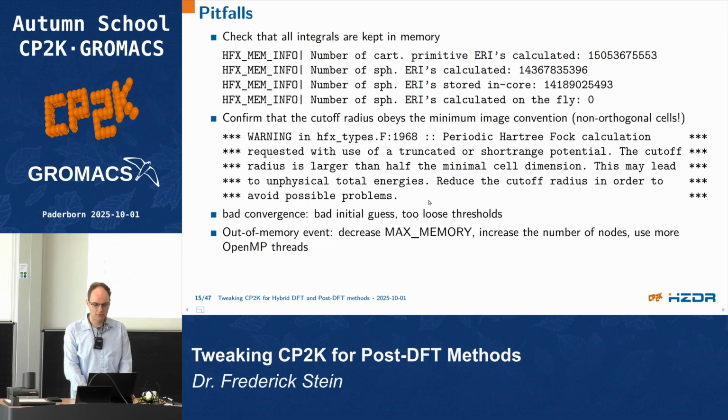Secondly, if you use a too small cutoff radius, then this warning will pop up. And you have to figure out yourself what the correct truncation radius should be. If you have a short range potential, like in HSE06, where the parameters are basically given by the functional, you can just ignore this warning. Of course, if the convergence is bad, you try another initial guess, or maybe the thresholds are too loose, or you have to switch to another mixing scheme or change the mixing parameters.